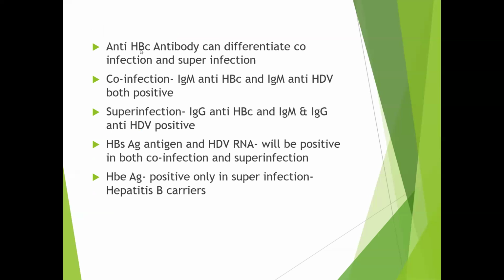Next, anti-HBc antibody. It can differentiate a co-infection and a superinfection. As we discussed, what is co-infection? That is simultaneous infection with HDV and HBV. And superinfection is an HBsAg carrier infected by hepatitis D virus. So by using this anti-HBc antibody, we can differentiate co-infection and superinfection.